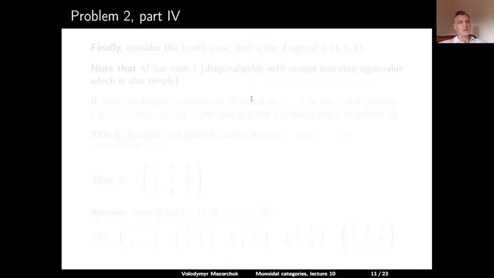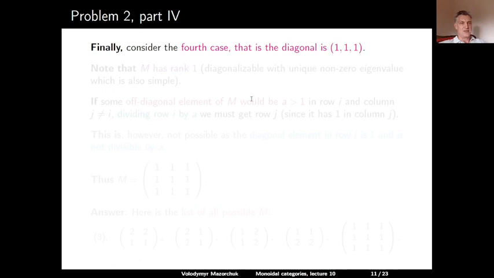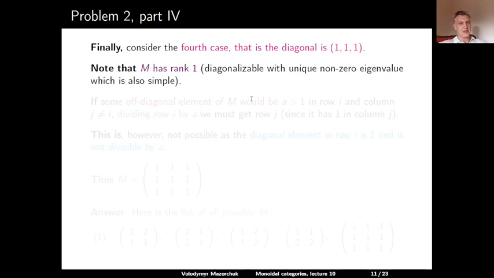It remains to consider the last case, case number 4, and this is where the diagonal is 1, 1, 1. So M is a 3 times 3 matrix. Let us note that the matrix M has rank 1. It's a diagonalizable matrix, which has a unique non-zero eigenvalue, and this eigenvalue is simple. And then you have eigenvalue 0 with multiplicity n minus 1. So the rank of this matrix is 1.